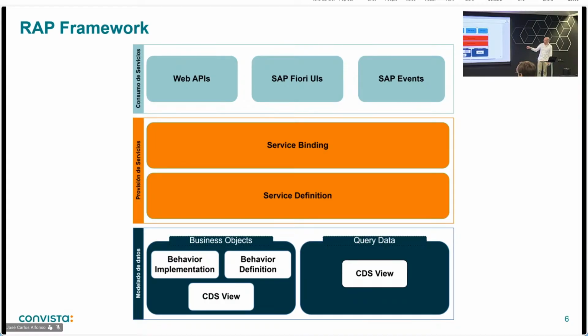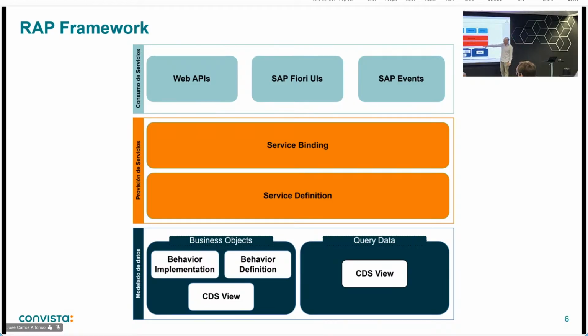One of the tools that we can use to implement clean core is the RAP framework, right? There are others, but for ABAP development or backend development it is one of the main solutions we can implement. In RAP, we have a lot of elements, but the basic elements are CDS views. If we want to query data, that is the data model where we can fetch this information.